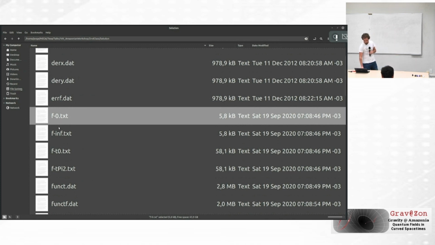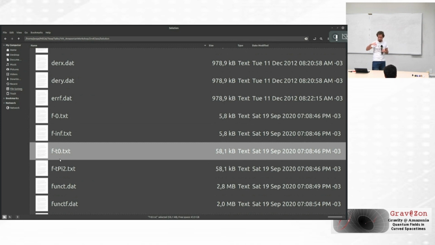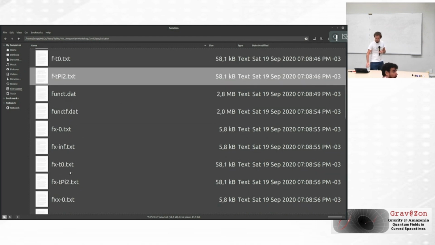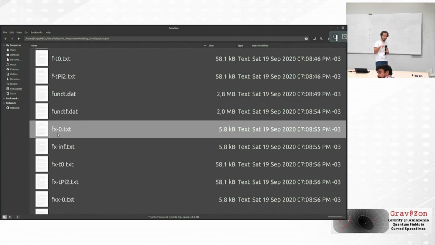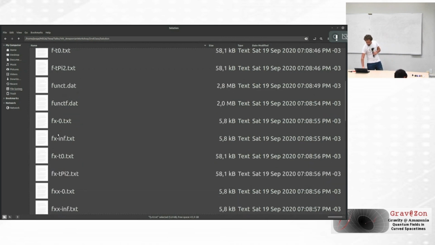And for example, this f/infinity is the same, but the functions are computed at infinity. Then you have the t0, which is at theta equal to 0, one of the axes, and pi over 2. Then you also have the derivatives of the functions. So, for example, if you have fx, these are the radial derivatives of the functions, in this case computed at the origin. Then you have all the others, which will be the radial derivatives, the theta derivatives, and also the second derivatives.